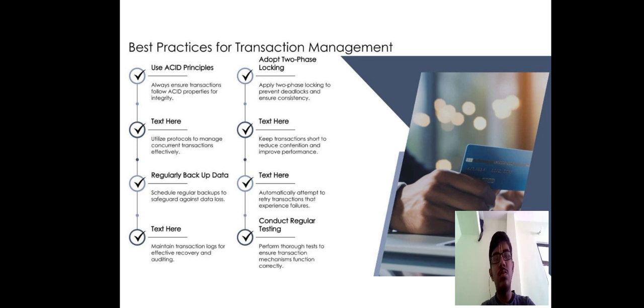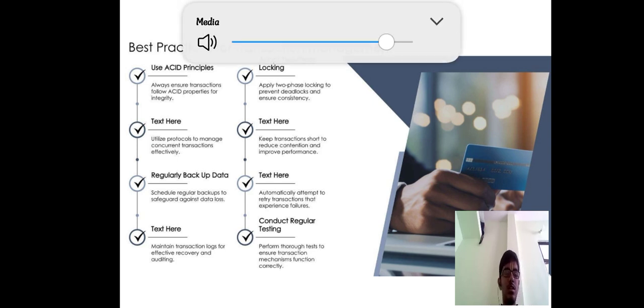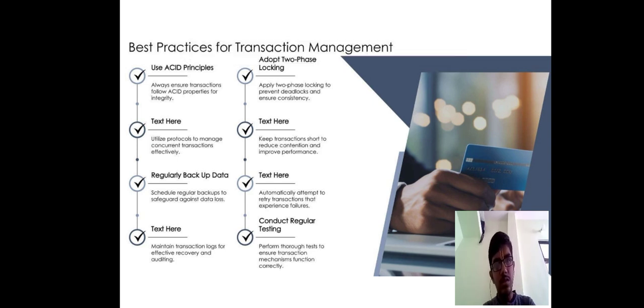Some of the best practices to prevent data breaches in transaction management: use the ACID properties, which are a very basic rule. Then next is a protocol. And then next is to regularly back up the data. We can see the bank's backup data is hourly based. Then adopt the two-phase locking system.